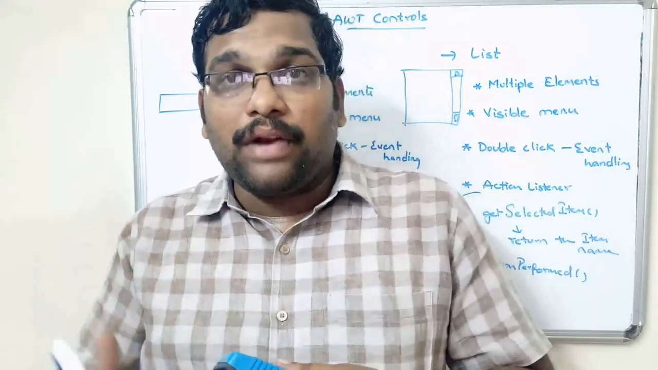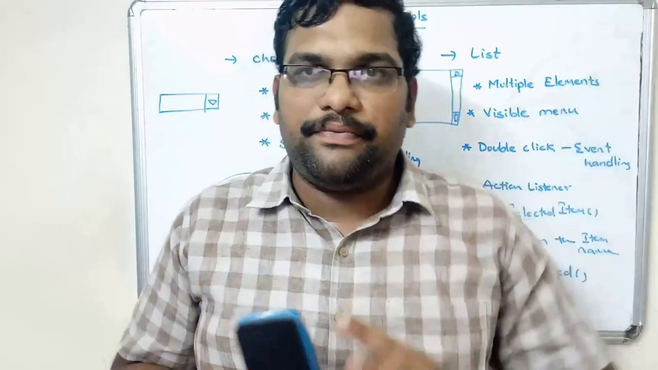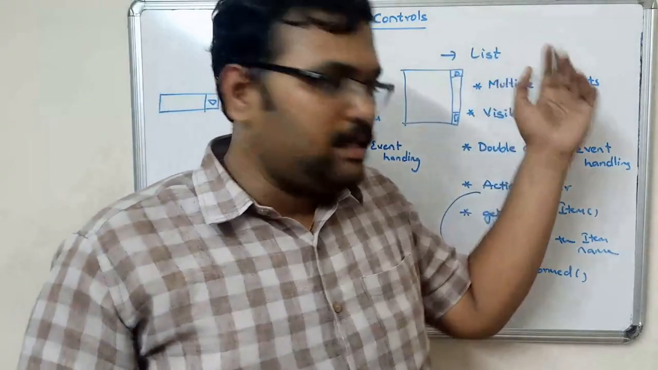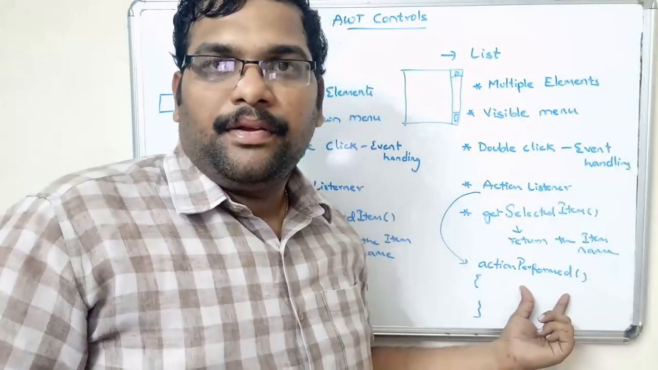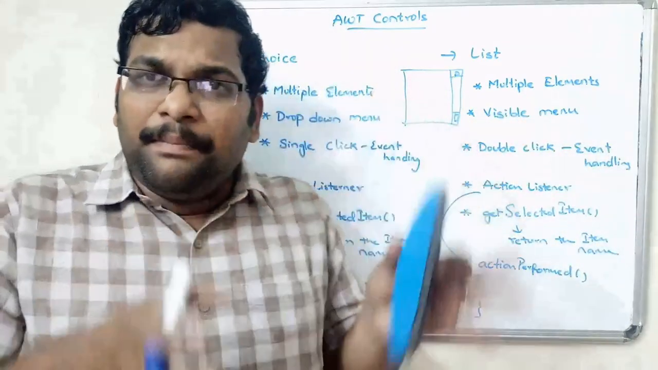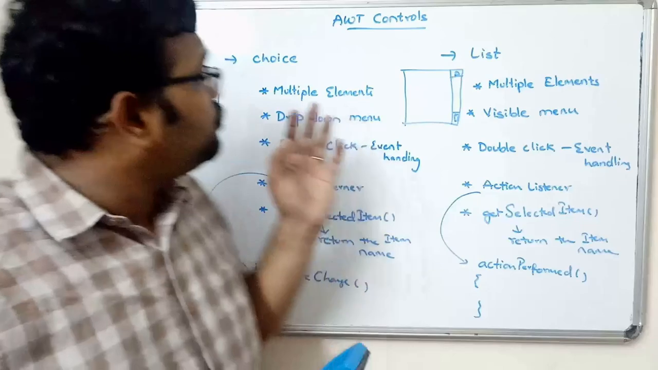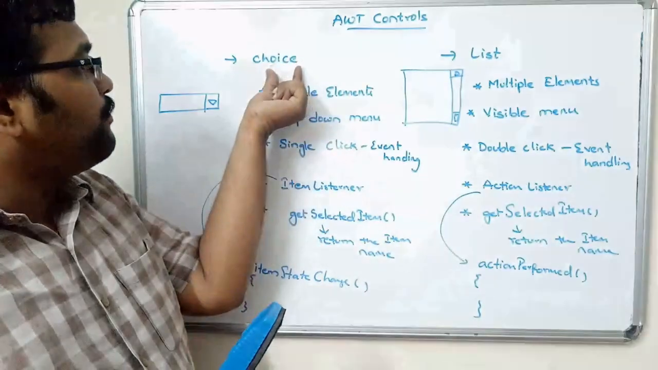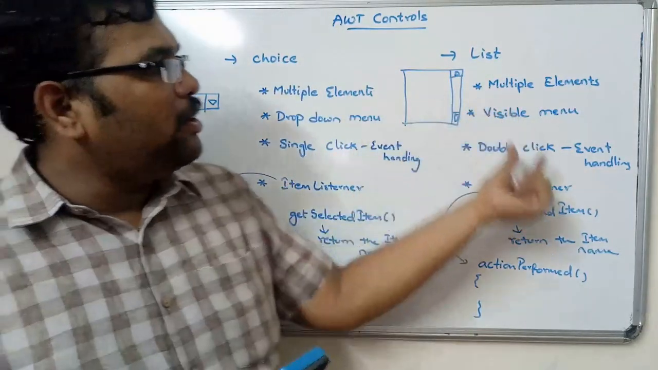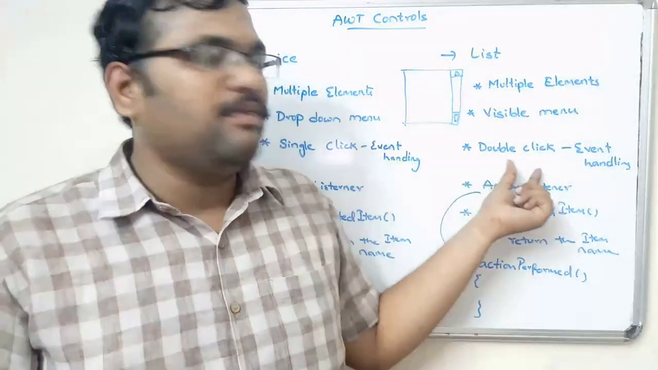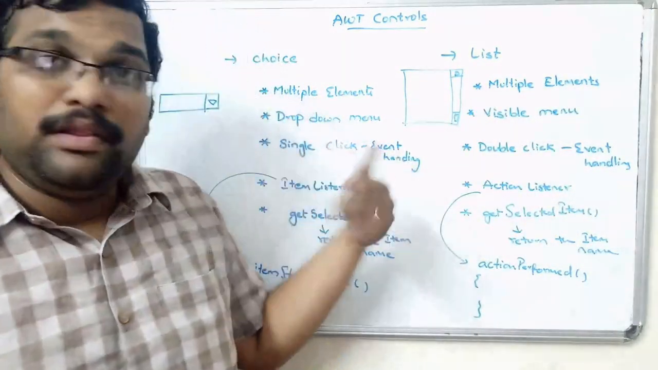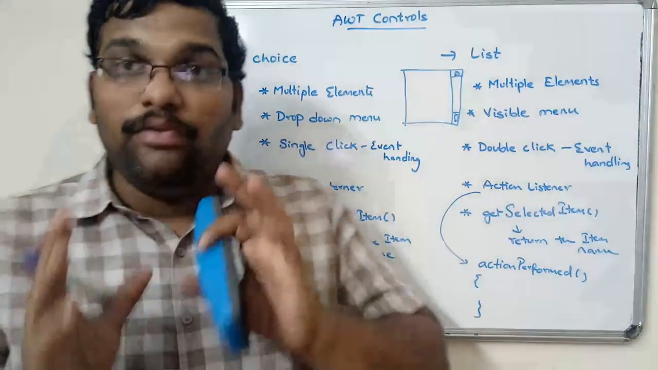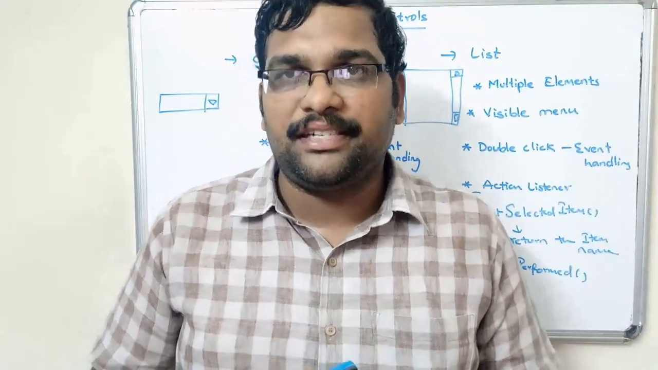Then we write the methods involved in the interface. If you are implementing choice, we have to write itemStateChanged. If you are implementing list, we have to write actionPerformed. This is the template we have to follow. The difference between choice and list is that for choice a single click is required for the event, and for list a double click is required. I will show you in the implementation part. So let us stop here and go with the implementation on the system.